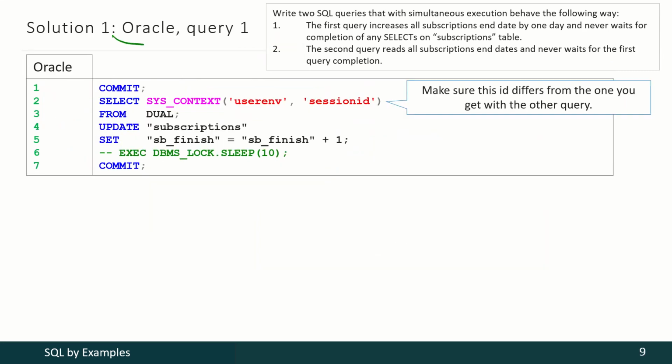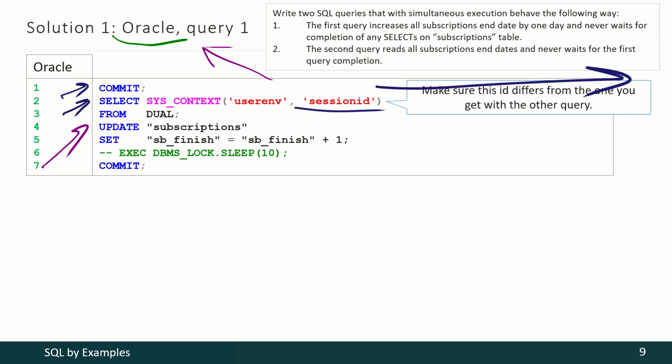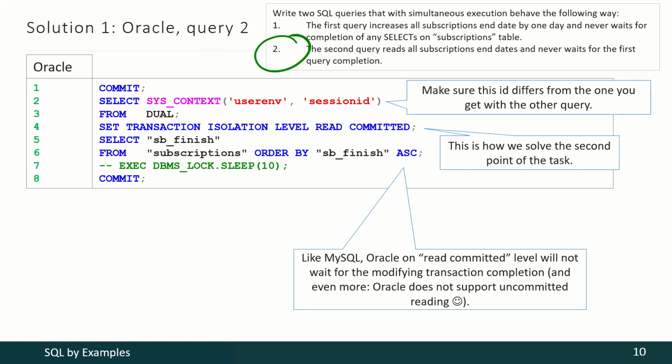For Oracle, the basic idea is the same, but there are some differences. In this DBMS, the only way to start a transaction is to execute a command that modifies data. That's why we just have to commit any previously active transaction, we have to select that ID and make sure it differs from the ID of the second query, then we have to perform update operation and to commit the transaction. To solve the second point of the task, we have to write the following code.